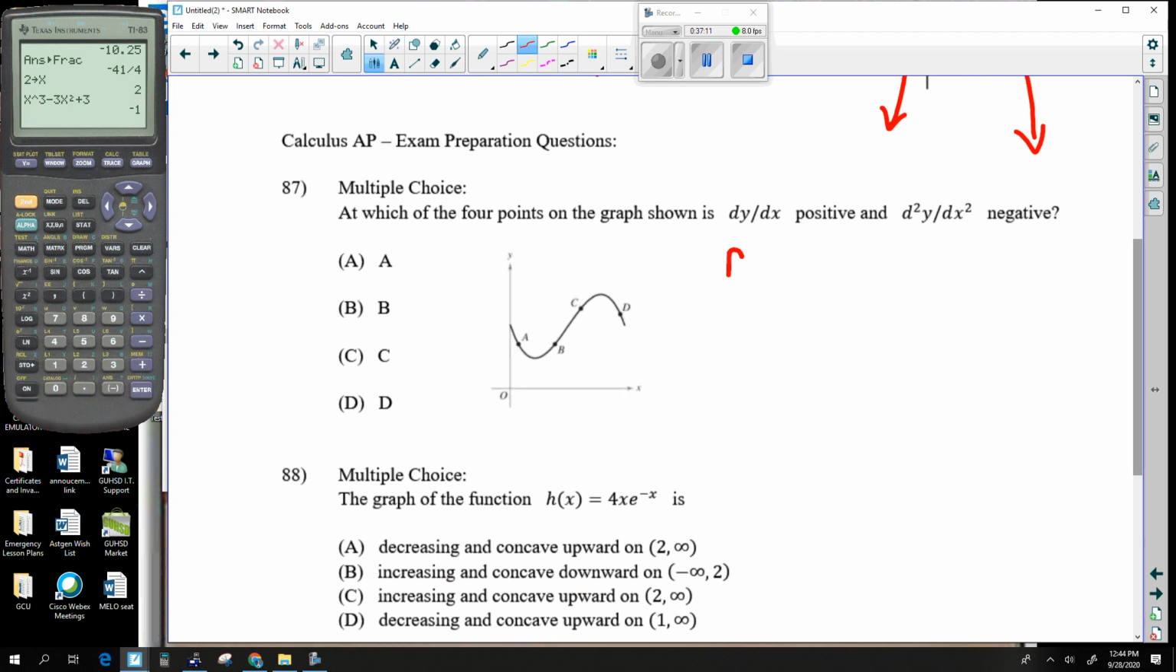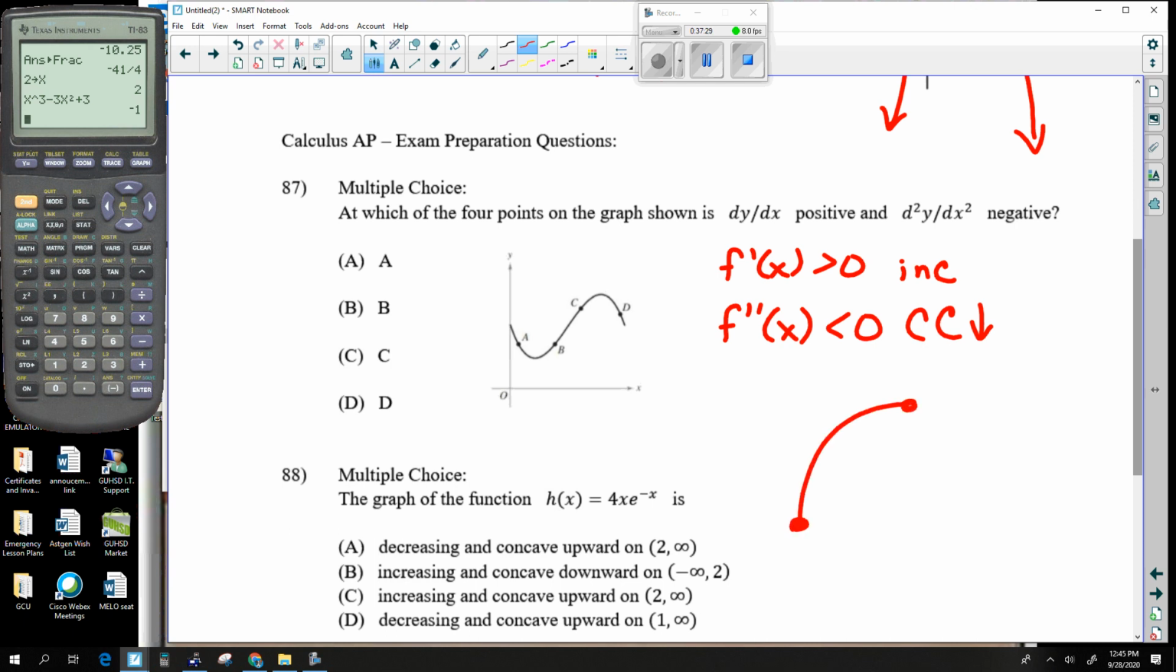Okay, so dy dx, that's the first derivative, is positive. So that means it's increasing. And then it says the second derivative is negative. So that means it's concave down. So this is going to be increasing concave down, something like this. Increasing concave down. So where is it increasing? Not at A, it's at B, not at B. Okay, that's where it's increasing. Then where is it concave down? Okay, you see that it's concave up at B and concave down at C. So if I'm looking for both, then C is what you need.